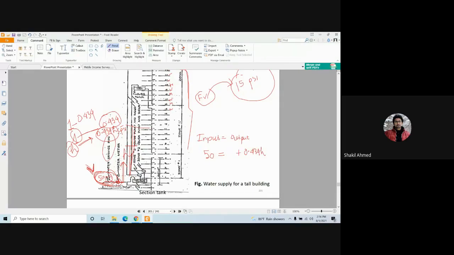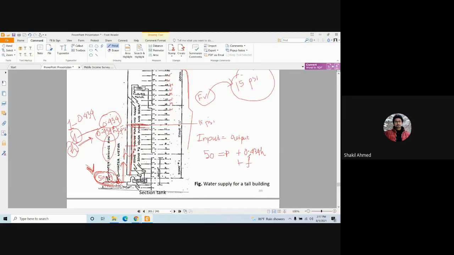Now, if you look at the topmost floor here, you have a minimum pressure requirement. Am I right? Every fixture needs to have a minimum pressure to function properly. And this is 15 psi because this is a flush bulb. So 15 psi, we'll call this small p. Small p plus 0.434 into h plus small f.